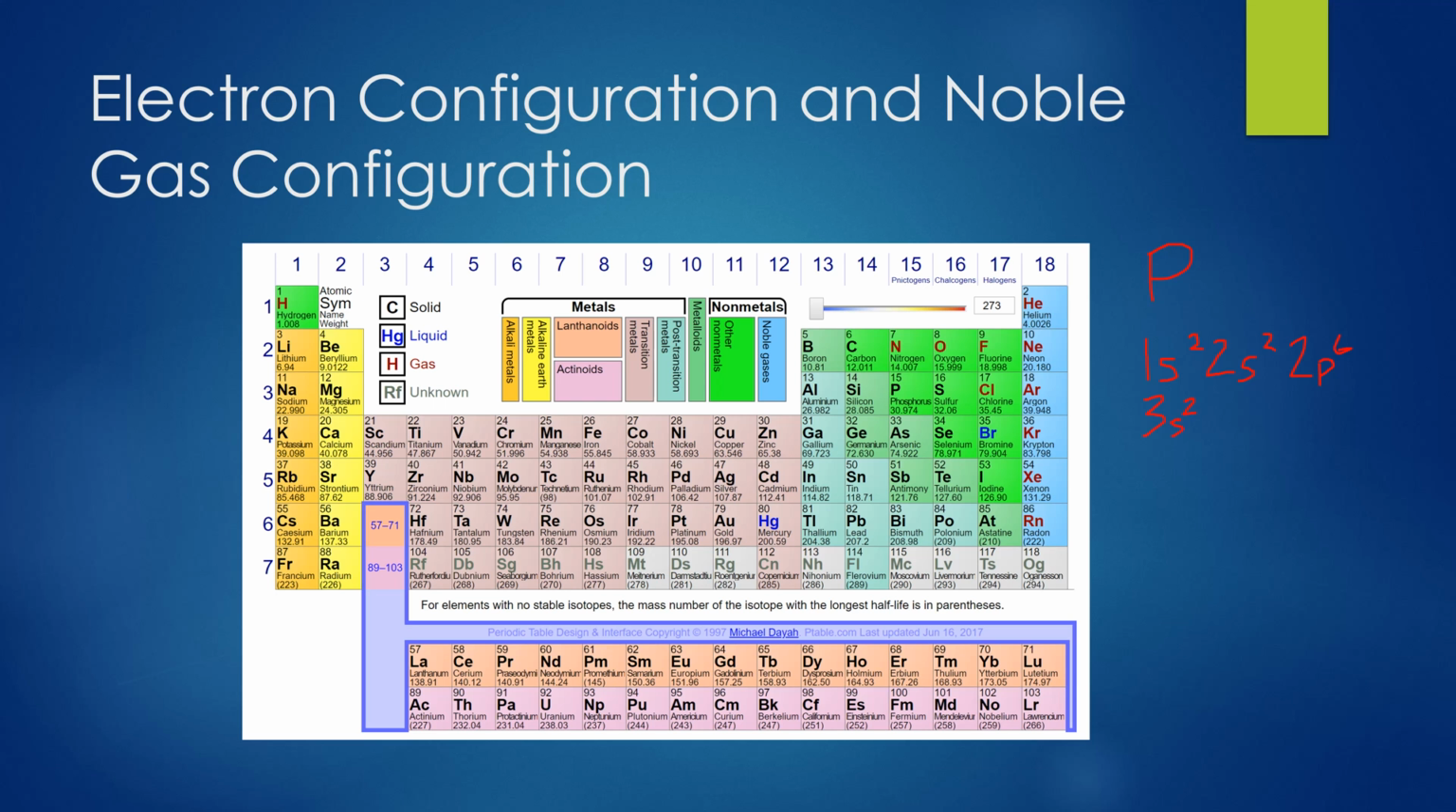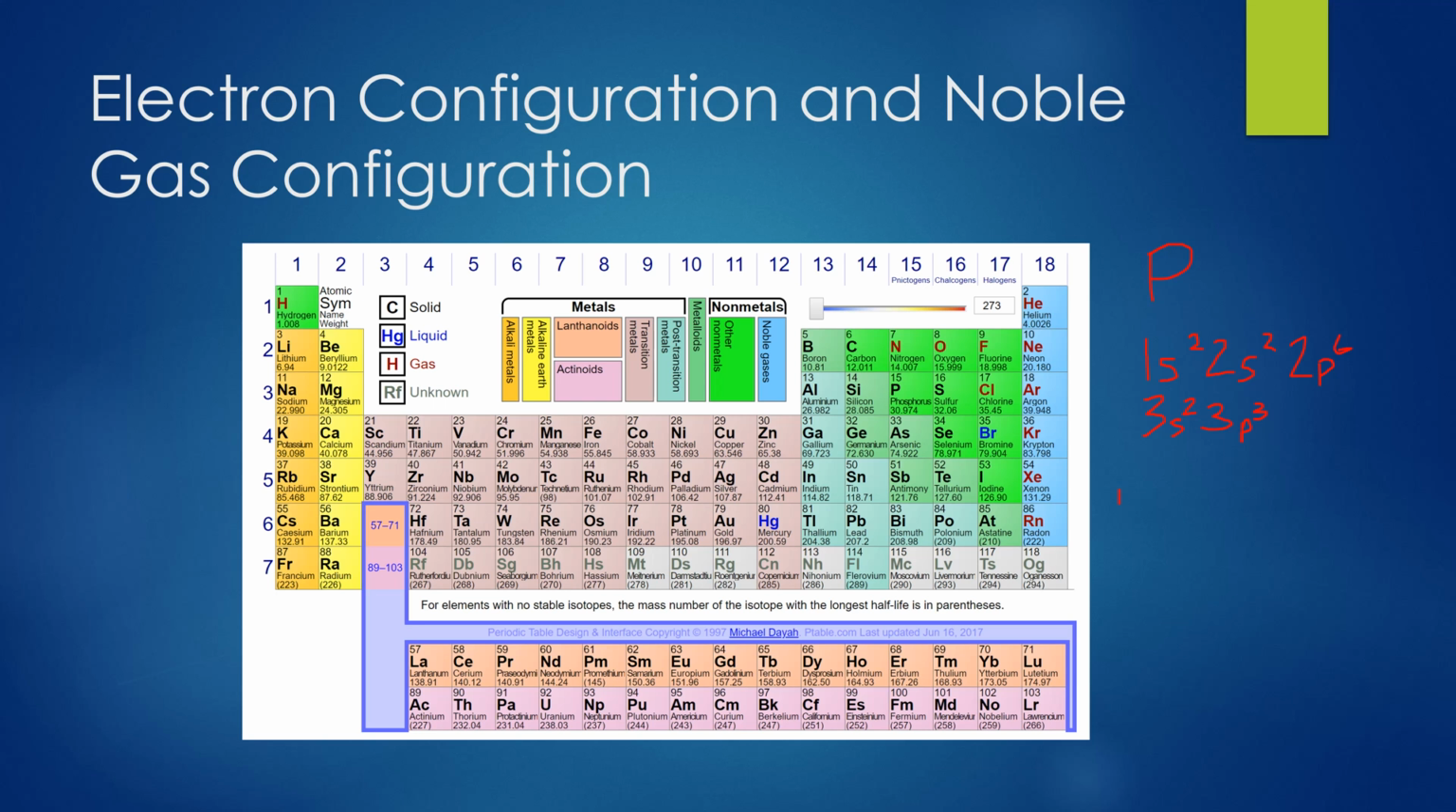and then we jump over to the 3p orbital. Now when we look at the 3p orbital, we see that we get to phosphorus. So we are not going to write 3p6. That would be incorrect. How many electrons do we have? We have 1, 2, 3. 3p3. This would be the electron configuration of phosphorus.